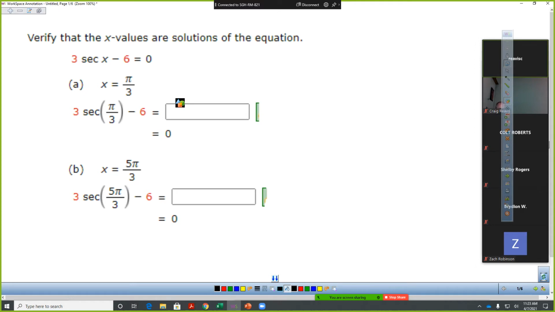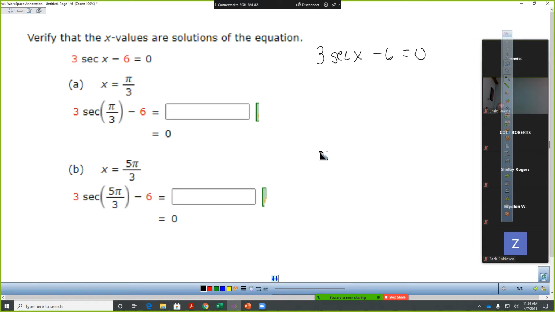So if I can get this to work. I've got 3 secant of x minus 6 equals 0. Now, I'm going to use the unit circle. On the unit circle, we just have sine, cosine, and tangent. But what we do know based on our identities is sine is equal to 1 over cosecant, and cosine is equal to 1 over secant. So this is a secant. What I'm thinking is I might be able to use cosine somewhere in here, because then I can look at my unit circle for the cosine.